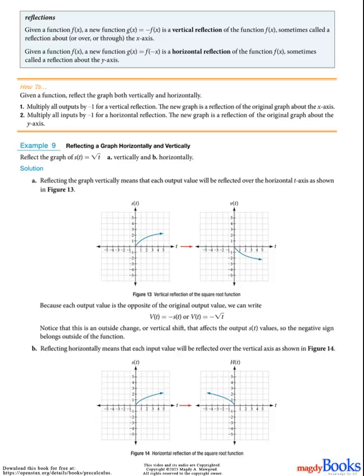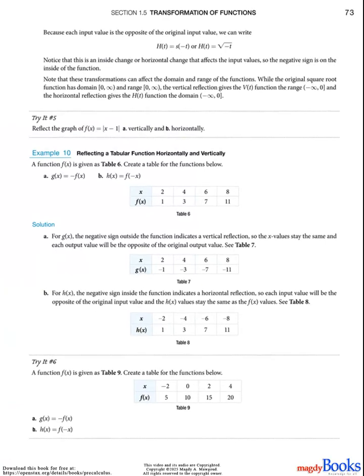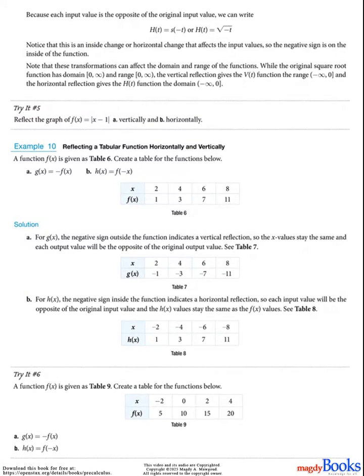b. Reflecting horizontally means that each input value will be reflected over the vertical axis as shown in Figure 14. Figure 14. s(t) horizontally reflected to h(t). Horizontal reflection of the square root function. Because each input value is the opposite of the original input value, we can write h(t) = s(-t), or h(t) = square root of negative t. Notice that this is an inside change or horizontal change that affects the input values, so the negative sign is on the inside of the function.